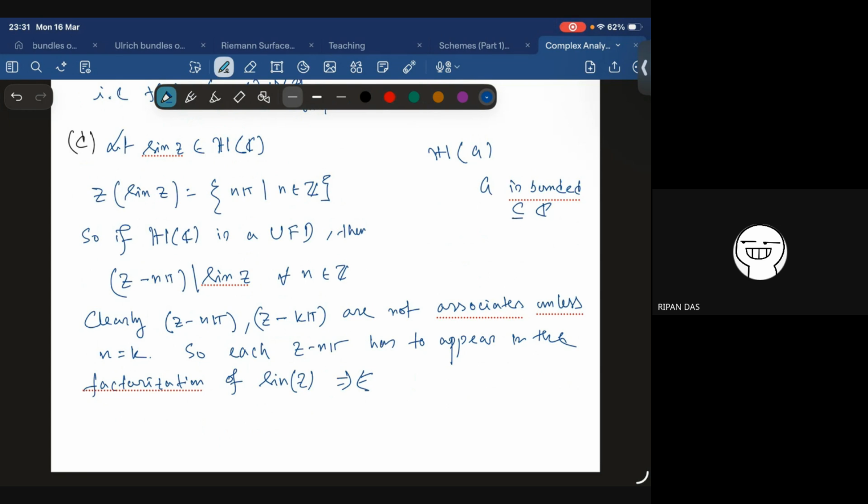But you see, if g is bounded, then clearly you can't use that logic, because if in a bounded set a function has infinitely many zeros, then it has a limit point, and it will be identically zero.